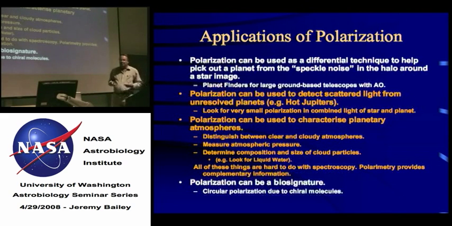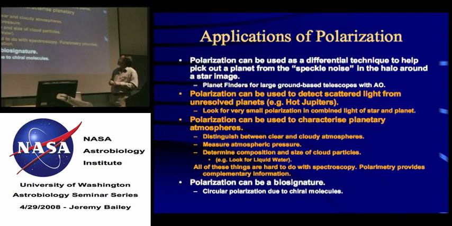Polarization can be used as a differential technique to help to pick out the planet from the speckle noise that you get around a star. And this applies to techniques that are being developed for looking for extrasolar planets with large ground-based telescopes, where they're using adaptive optics systems to sharpen up the light from the star and make it easier to pick out the planet. But adaptive optic systems are not perfect, so they still leave a halo of light around the star, and you're trying to pick the planet out of that halo. And polarization is one differential technique that you can use to do that, because the light of the planet should be polarized, whereas the starlight won't be. And so many of these instruments are incorporating polarization systems.